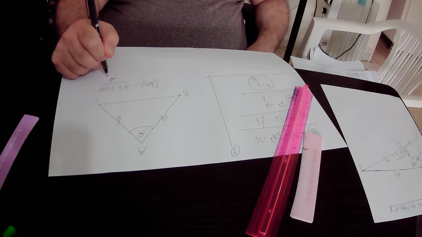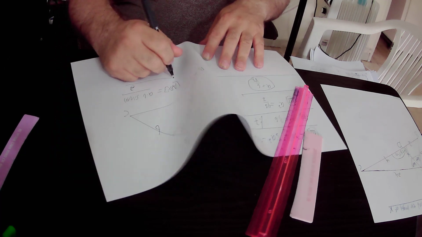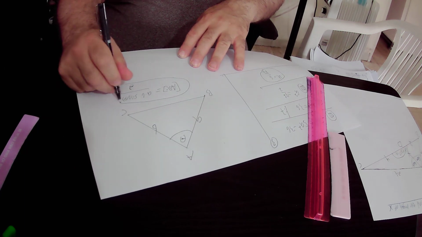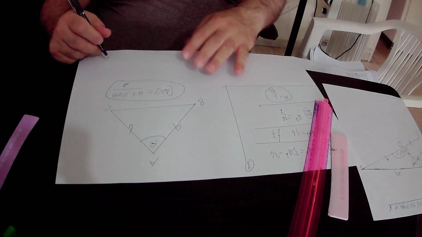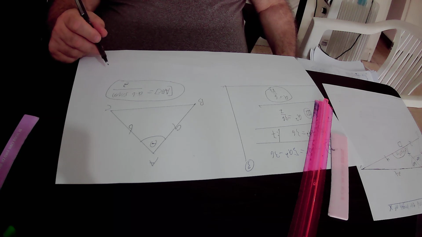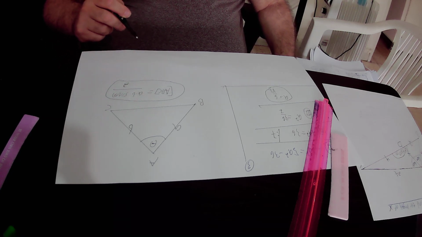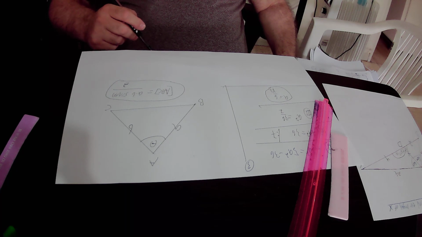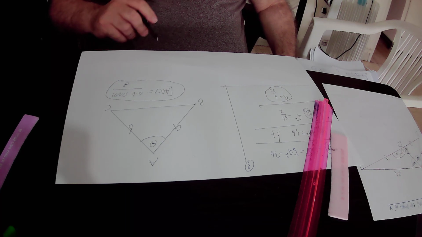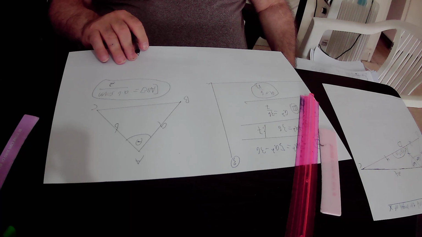I'll repeat again, in any triangle, the area of the triangle can be calculated according to the formula a times b times sine theta over 2. Triangle ABC could be any triangle. We will implement the new rule in our drawing.